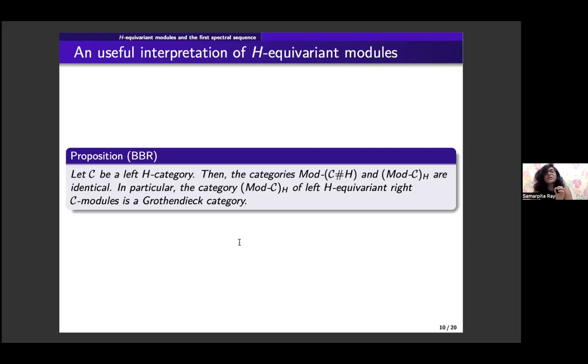This is an important result because it immediately tells us that the equivariant modules form a Grothendieck category, because any module category is a Grothendieck category. That also tells us that it has enough injectives, which we need for the resolution and eventually for getting the spectral sequence.